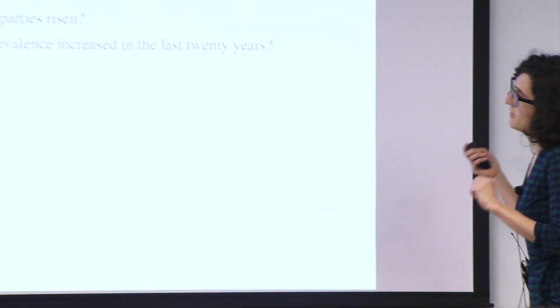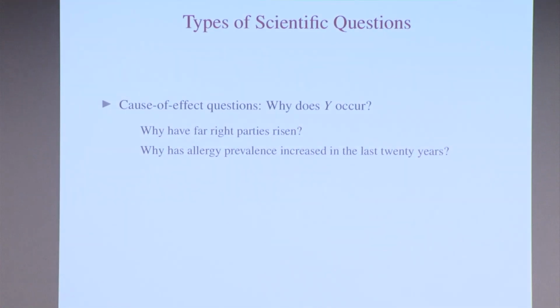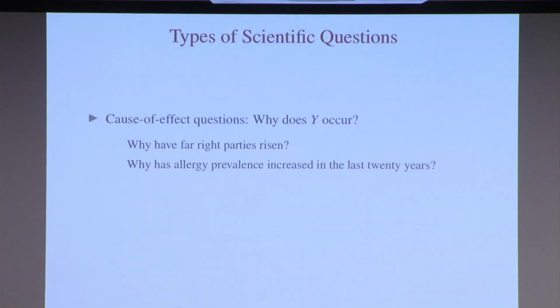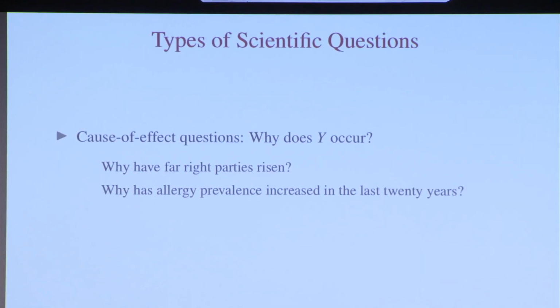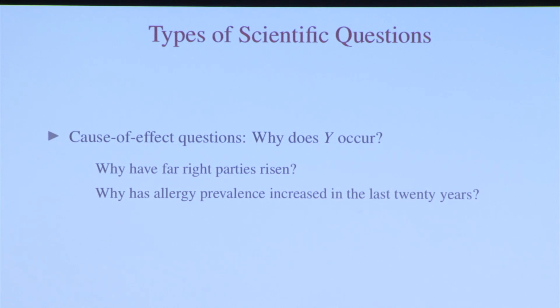So it helps me to think about two types of scientific questions. The first type of scientific question is why? Why does an outcome or a phenomenon occur? So for example, why have far-right parties risen lately in democracies? Or why has allergy prevalence increased in the United States in the last 20 years? These are cause of effect questions. I see an effect, I ask what's the cause.